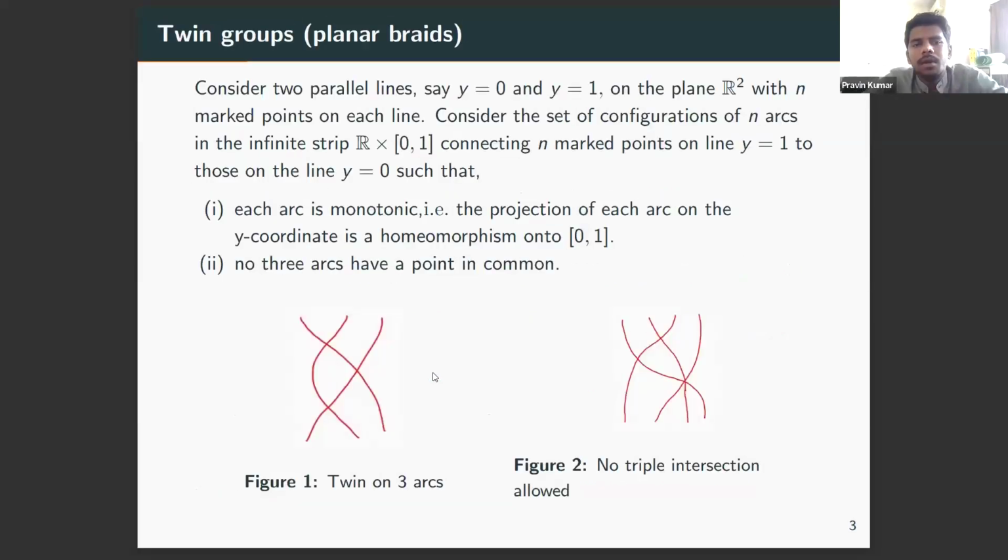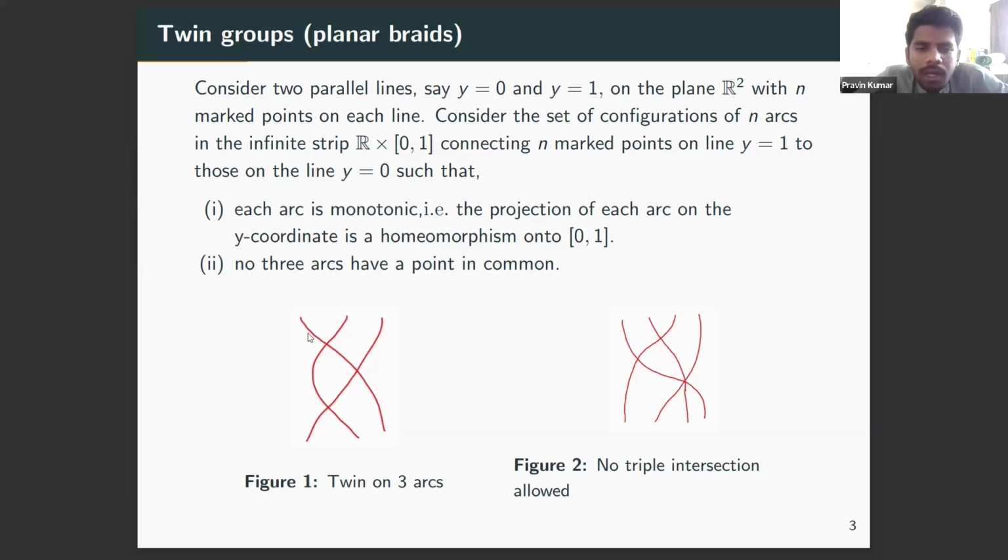We consider the two parallel lines y equals 0 and y equals 1 on the plane R2 with n marked points on each line. We consider the collection of all configurations of n arcs in this infinite strip, connecting the n marked points on the line y equals 1 to those on the line y equals 0. We impose two conditions: each arc is monotonically downwards, and no three arcs have a point in common.